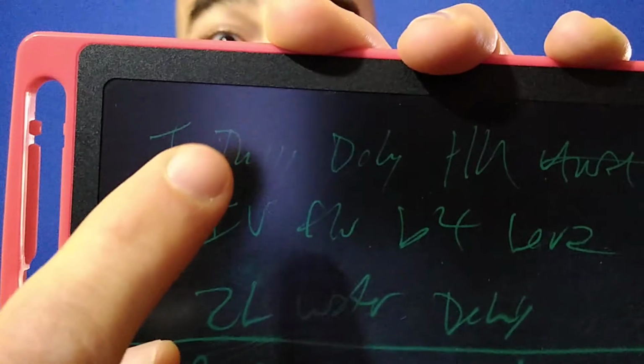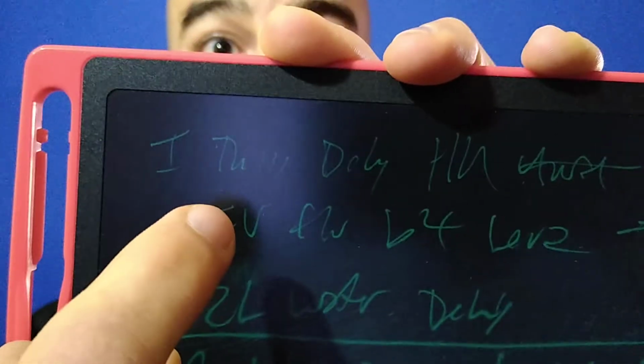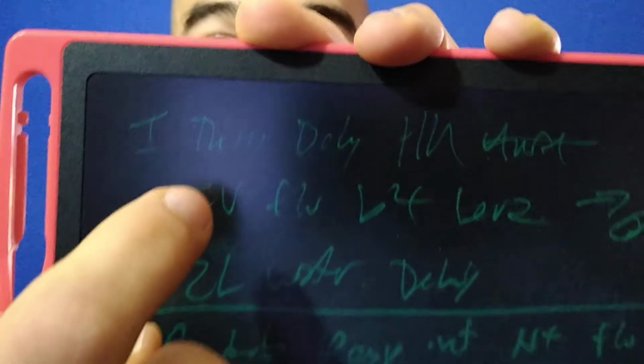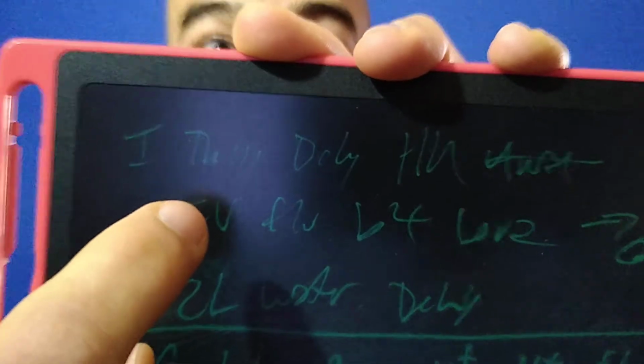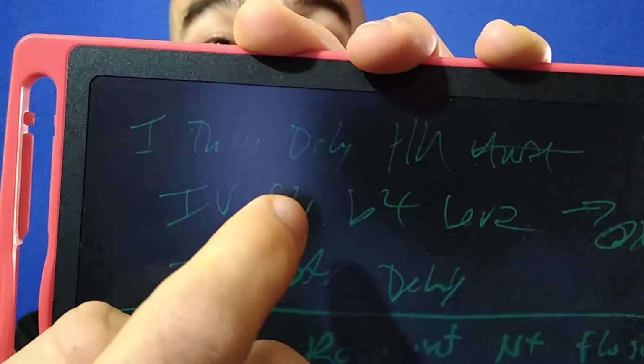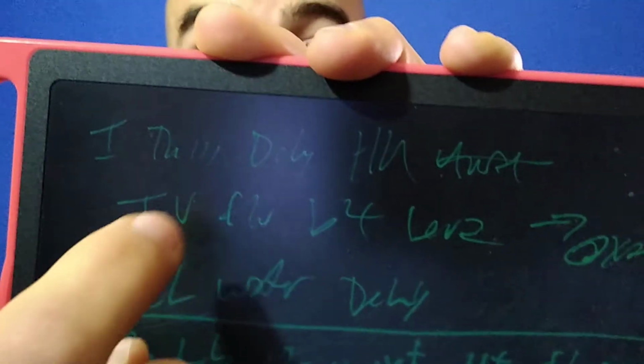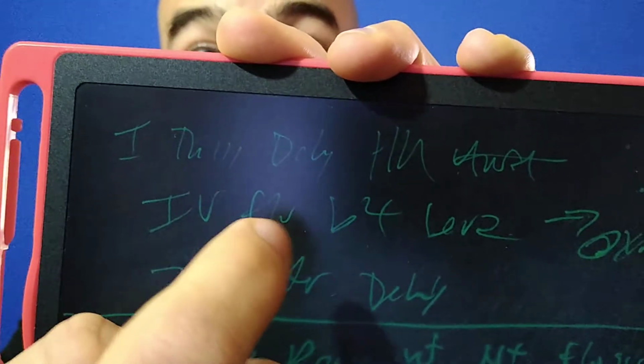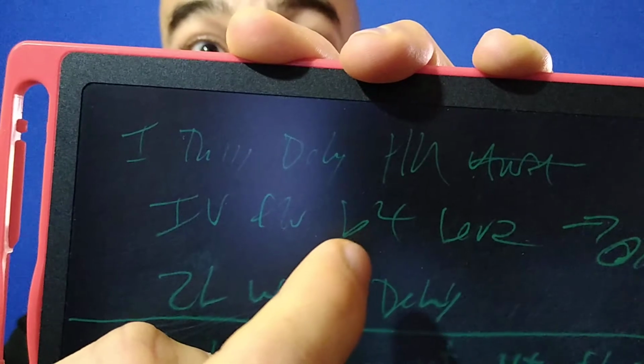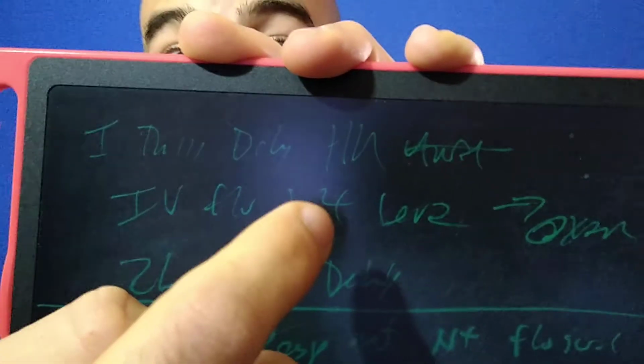But anyways, then right here I just put IV, and of course, that's what I use for an IV line. And then I put flu right here, but I knew that that was fluid, IV fluid, not flu. And then right here is a B and a 4, so that's before.